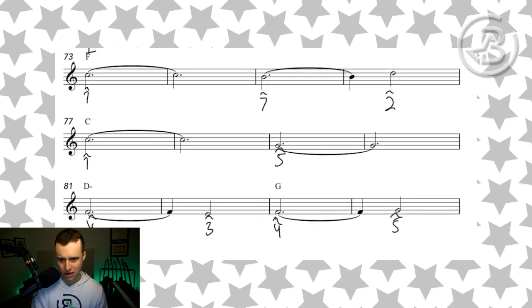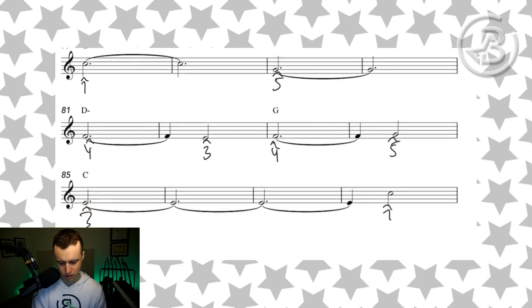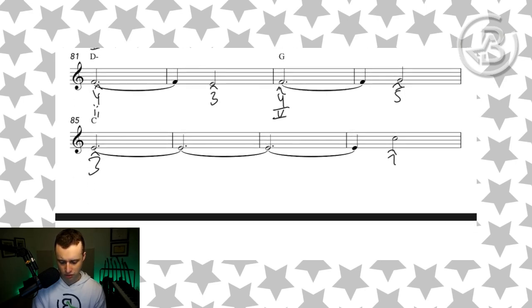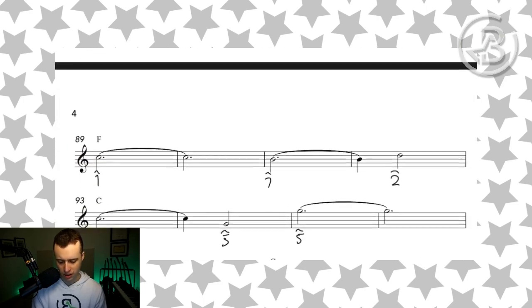And then we get to measure 73. We are back to 4 for the whole measure. Measure 77. I have 1. And then 2, 5. And then we're back to 1. Okay, page 4.